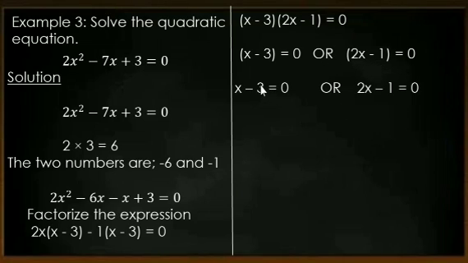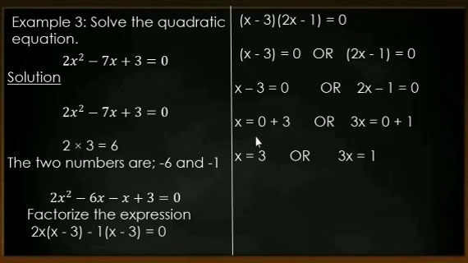By the time we solve for x, in both cases, we find out x is equal to 0 plus 3 and 2x is equal to 0 plus 1. So x is equal to 3 or 2x equals to 1. So in order to make x free here, we divide both sides by 2. So we will end up having x equals to 3 or x equals to 1 over 2. So these are the roots of the equation, or these are the solutions of this quadratic equation.